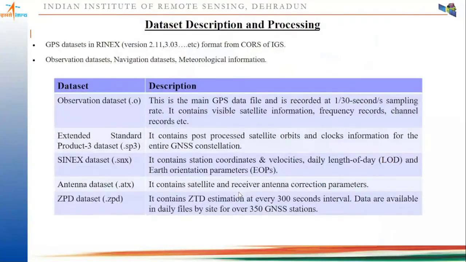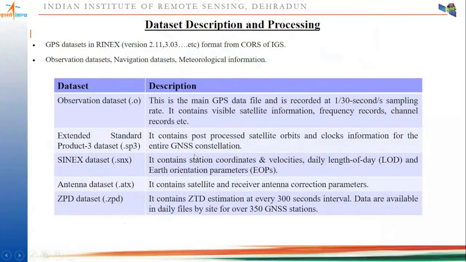The GPS data we are getting from the satellite is in the form of RINEX, which we take from the IGS. It contains the observation, navigation, and meteorological information. The main GPS data file is the observation file, with a sampling rate like 1 second or 30 seconds. And we have a .sp3, which is nothing but the post-processed satellite orbits, a precise orbit from which we can get the satellite information.